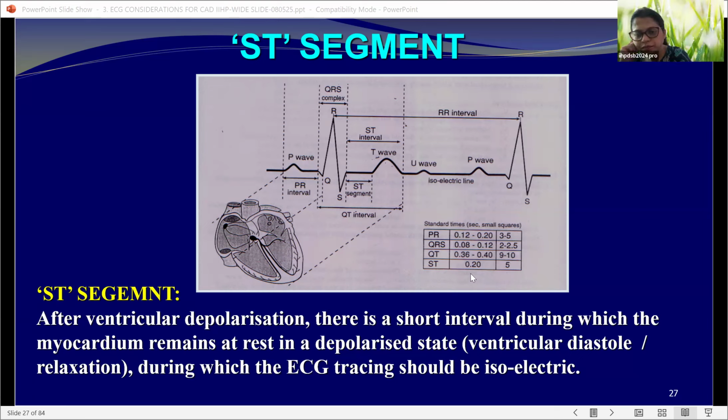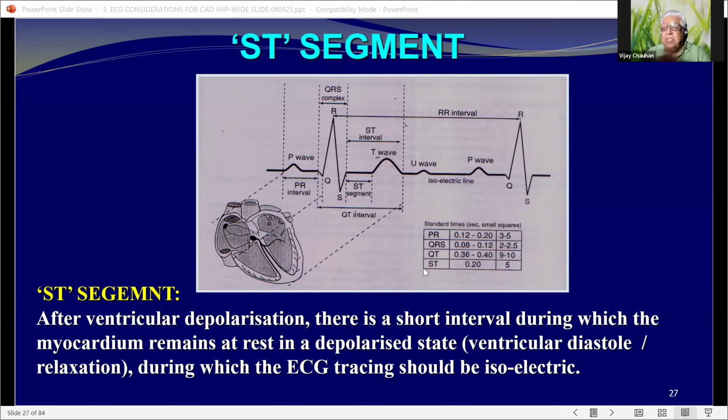Now, the ST segment should be 0.20 second, or you can say a maximum of 5 small squares. 5 small squares are equivalent to one big square. So these are the fixed timings which we need to remember by heart.